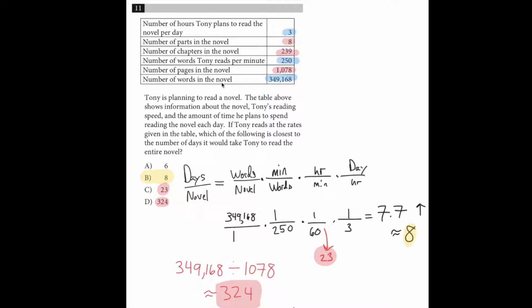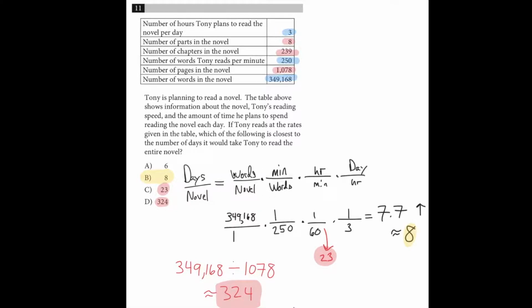Anyway, what you really need to know is the number of words in the novel, the number of words Tony reads per minute, and the total number of hours Tony plans to read per day. The way that I like to set this up is to really pay attention to the units. What we want in this question is how many days it is going to take him to read a novel: days per novel. So the answer is going to be either 8 days per novel, 6 days per novel, 23 days per novel, or 324 days per novel.